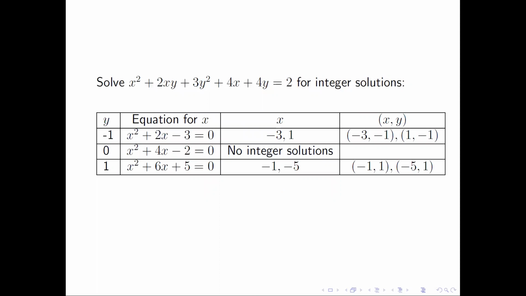Three cases. When y equals 1, we plug in. We get a quadratic equation for x. Solve that, we get x equals -3 and 1. So we have 2 pairs of solutions for x and y. Then we plug in y equals 0. We get another quadratic equation for x. This time, we don't have any integer solutions. Finally, we plug in y equals -1. We get another quadratic equation for x. We have another 2 solutions for x. So finally, we have 4 pairs of solutions for x and y.